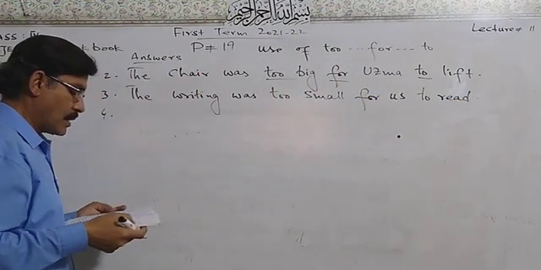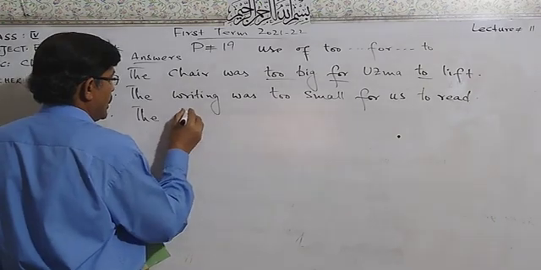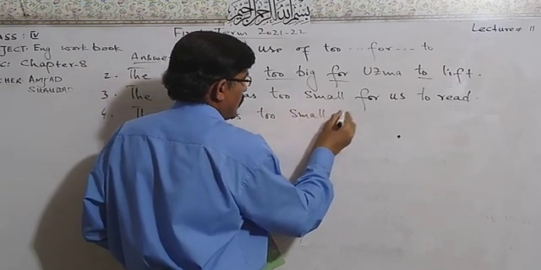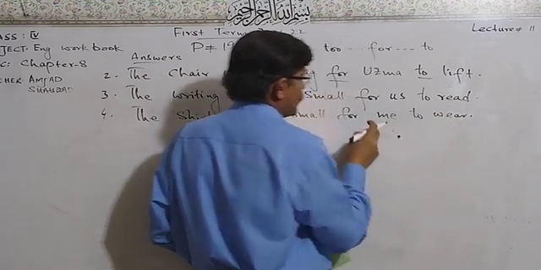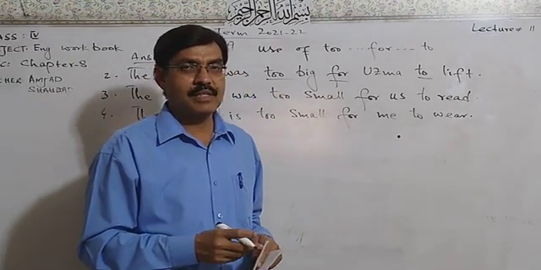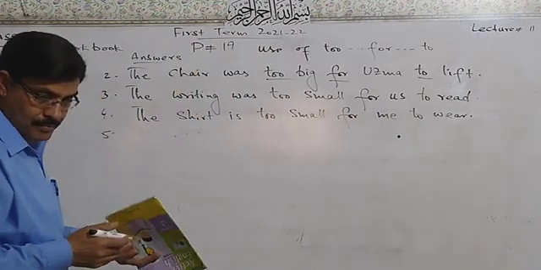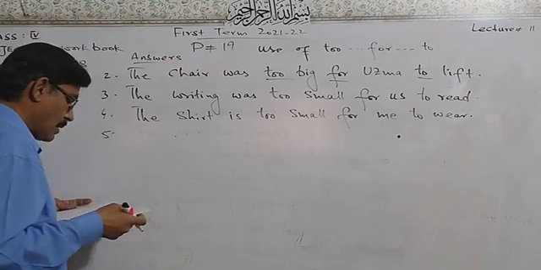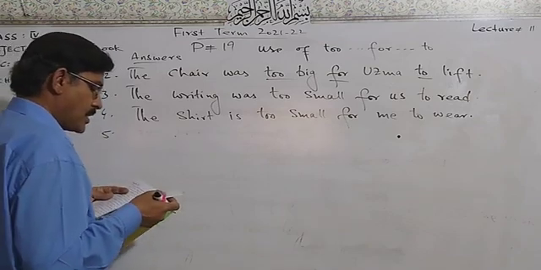Number four. The shirt is too small, I cannot wear it. The shirt is too small for me to wear. Okay, dear students, I change it to me. We change it to we. It's a subjective clause, and the last one is an objective clause. Number five. The sum was too difficult, the children could not do it. The sum was too difficult for the children.